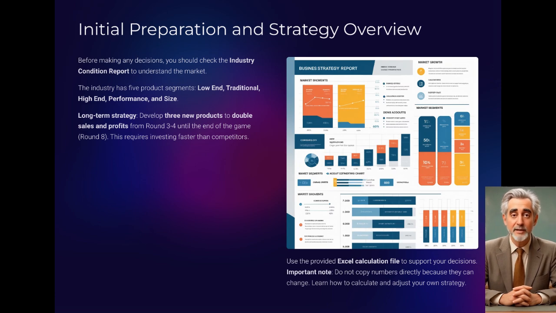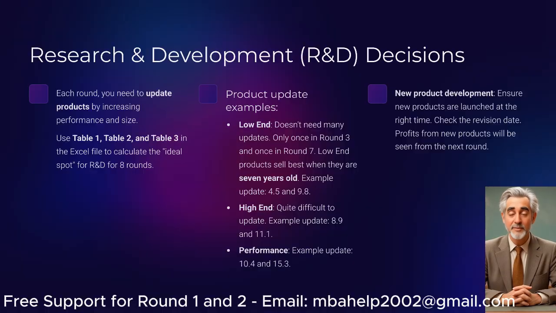The industry has 5 product segments: low-end, traditional, high-end, performance, and size. Long-term strategy: develop 3 new products to double sales and profits from Round 3 to 4 until the end of the game, Round 8. This requires investing faster than competitors. Use the provided Excel calculation file to support your decisions. Important note: do not copy numbers directly because they can change. Learn how to calculate and adjust your own strategy.